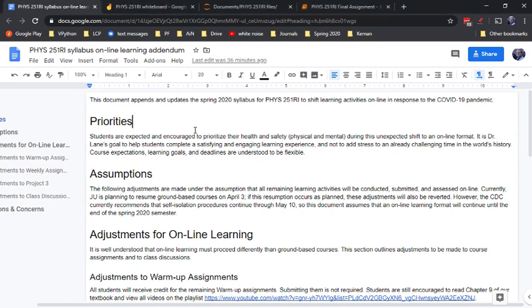Okay, so I'm going to take a look now at the document that updates the syllabus. I'm going to paste that into the chat window so you can follow along if you would like to. Basically, my number one assumption is that you need to be taking care of yourself for the rest of the semester, that you need to make your health and safety, both physical and mental, emotional, etc., your top priority. I do not assume this class is your number one priority. I don't even assume it's in the top 10% of your priorities.